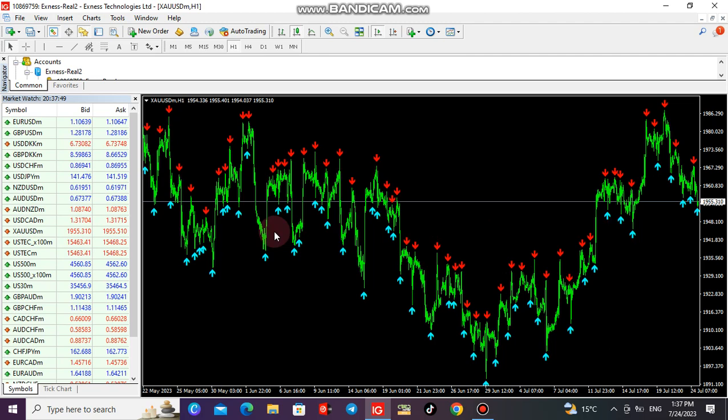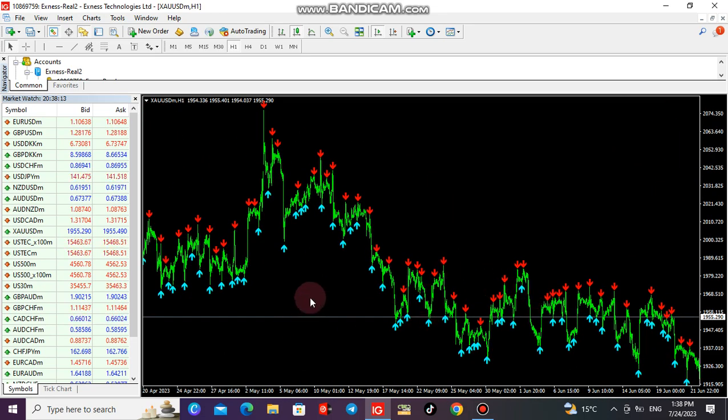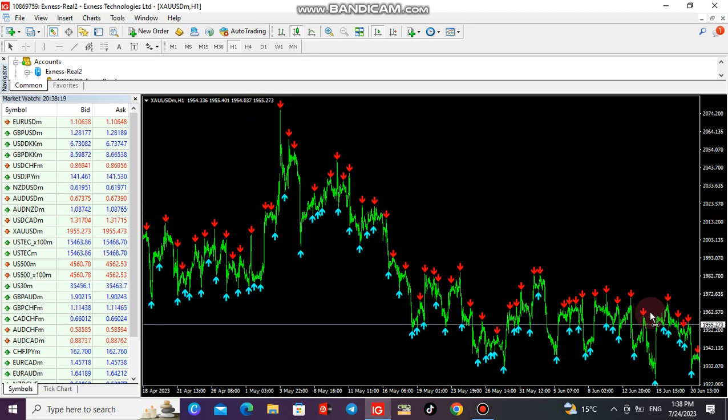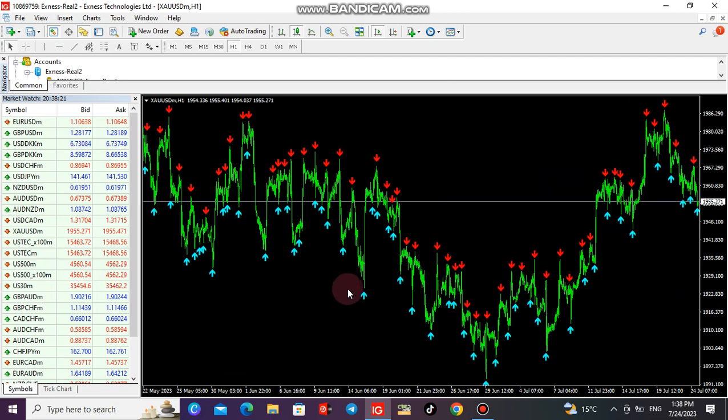So what do you do before taking an entry? As you can see, we got a lot of arrows everywhere. It can be overwhelming for you to take an entry. You might not know when exactly or which signal is actually best for you to trade. As you can see, most of them are accurate. Let me just go back to show you. All of them are actually accurate trades.